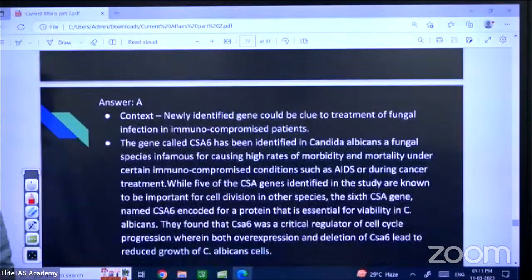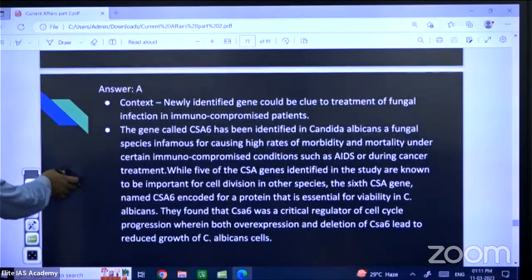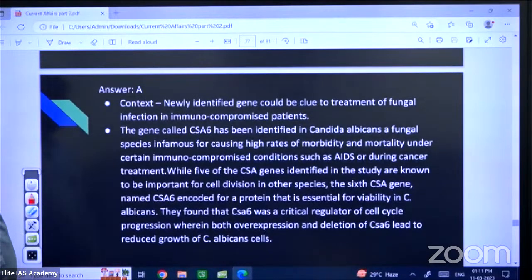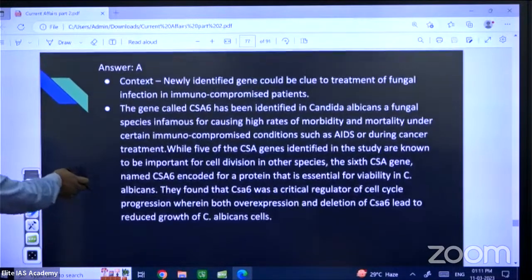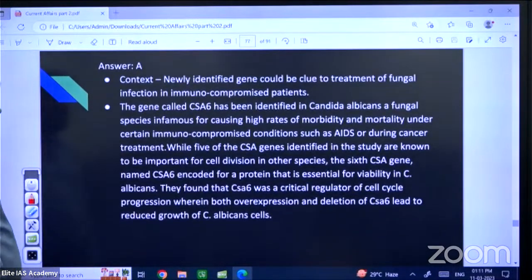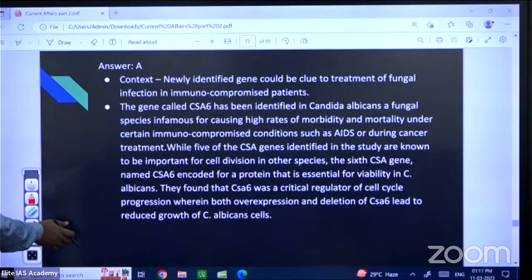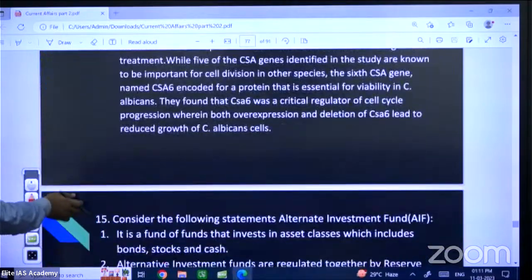A newly identified gene could lead to treatment of fungal infection in immunocompromised patients. The gene, CSA6, has been identified in Aspergillus fungal species, infamous for causing high rates of morbidity and mortality under certain immunocompromised conditions, such as AIDS and cancer treatment. So it is impacting persons who are infected with AIDS and similar conditions.